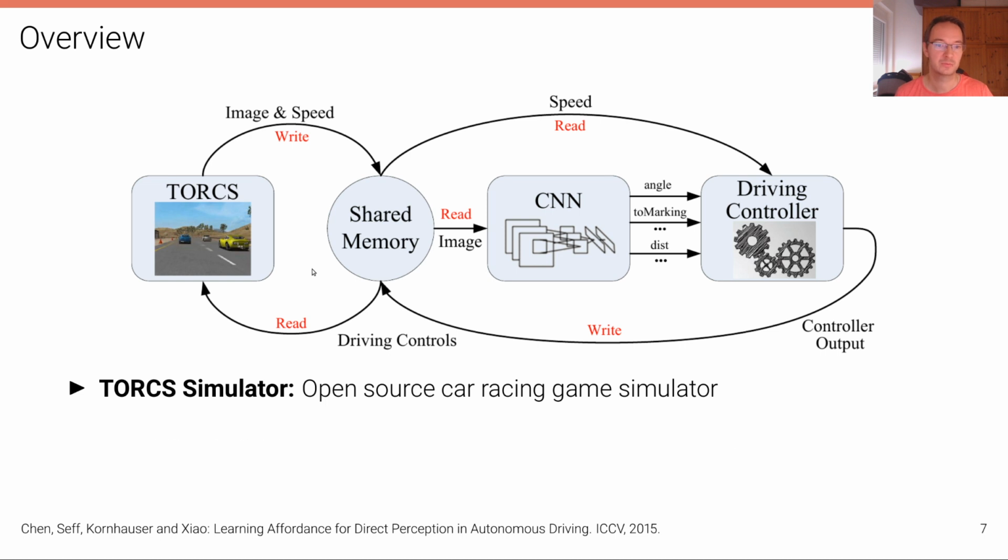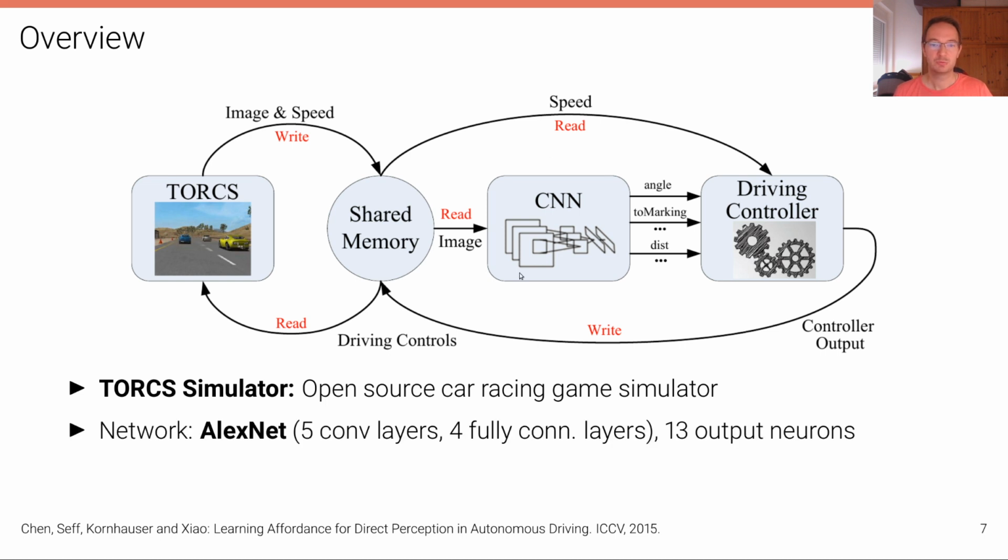race game environment. The network that they used in that paper, which is a paper from 2015, is a simple AlexNet architecture with 5 convolutional layers and 4 fully connected layers, and of course 13 output neurons in this case, 1 for each of the affordances to be predicted.